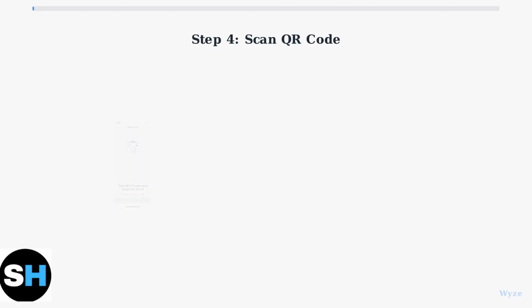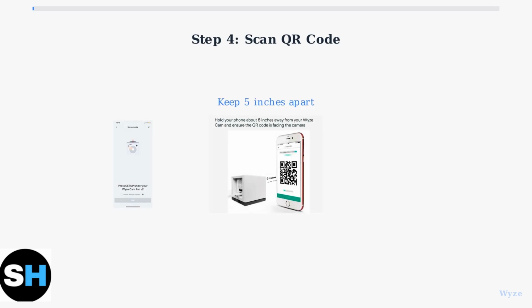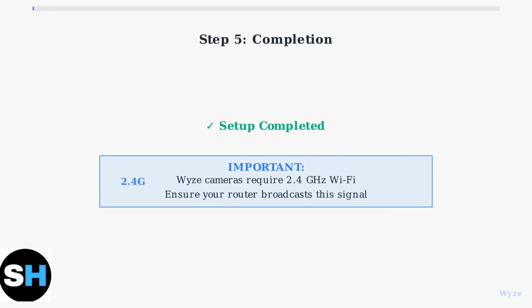Follow the prompts to select your new Wi-Fi network and enter the password. The app will then display a QR code. Hold your camera about 5 inches away from your phone screen to scan this QR code. Wait for the setup completed confirmation message. Your camera will reboot and connect to the new Wi-Fi network.